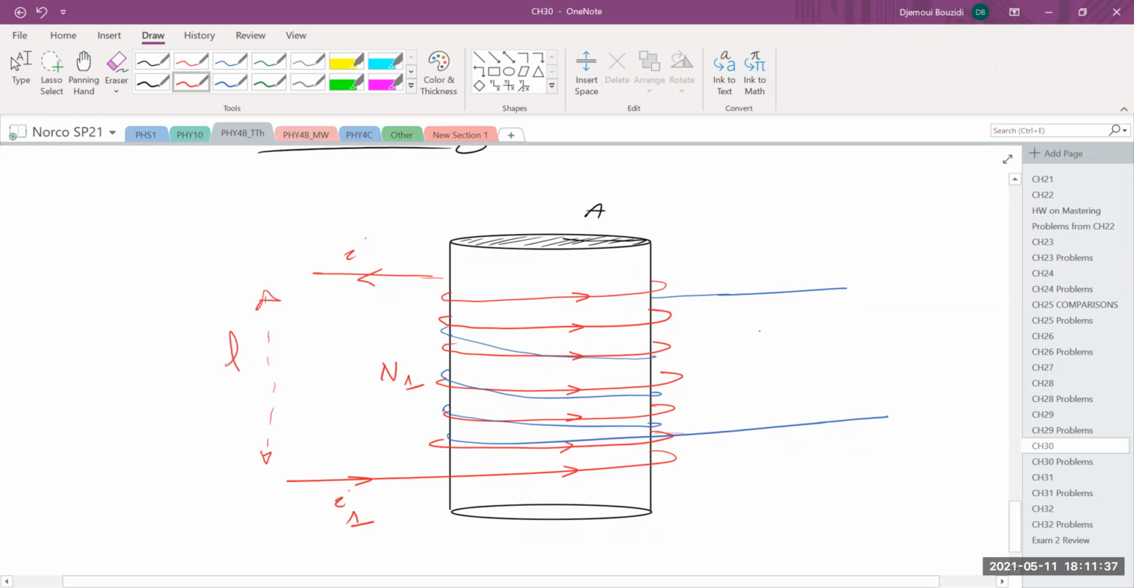The blue one, I'm going to say the number of turns is N2, where N1 is not necessarily equal to N2. Then, if there's a current in the primary, so this is called the primary, and this is secondary, just because of the way these letters are labeled. So this is called the primary, and this is called the secondary. Okay, so this is a transformer now.